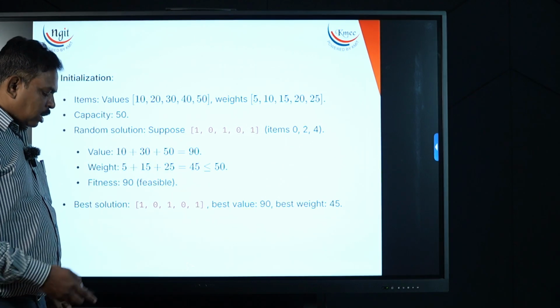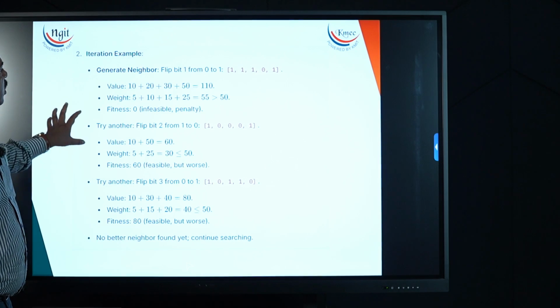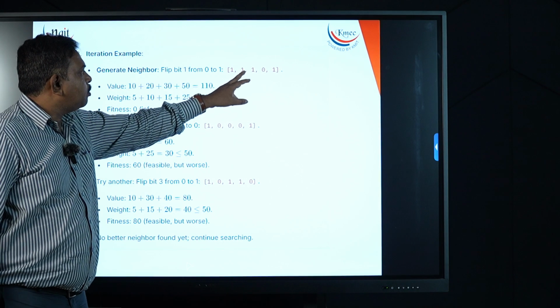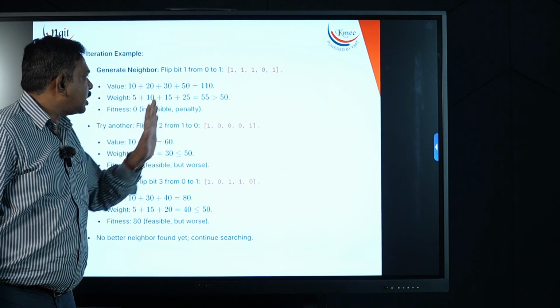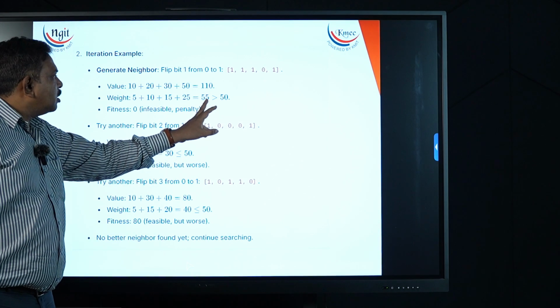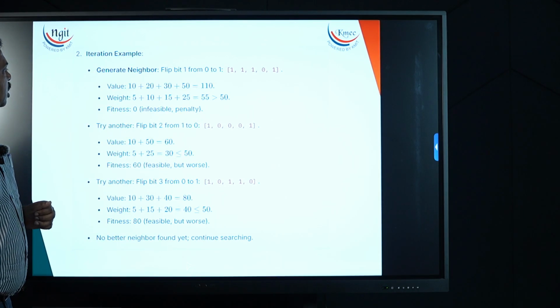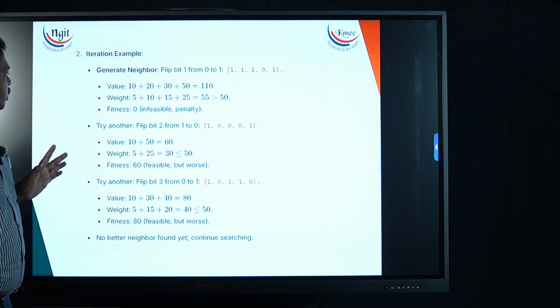From this current state, now I generate a neighbor state. How do I generate a neighbor state? I just flipped the second bit from 0 to 1. This is the new state I created. For this I get 55 kg, 5 kg more. So its fitness is 0.